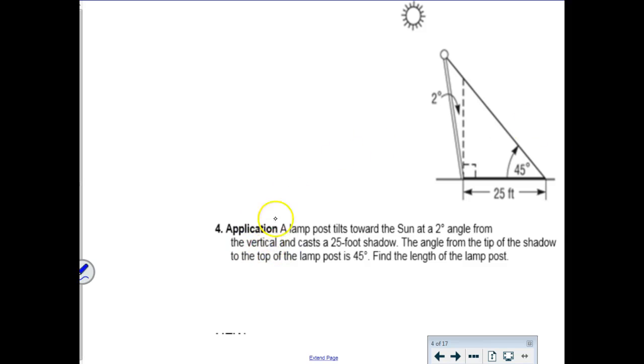All right, so back to number 4. We have a picture that's drawn for us, which is awesome, because when the pictures are not drawn, it's terrible. And they have a lamp post that's tilted 2 degrees from vertical. So let's go ahead and figure out this angle here. If it's not vertical anymore, which would have been a 90 plus the 2 degrees, that means this angle is 92 degrees.